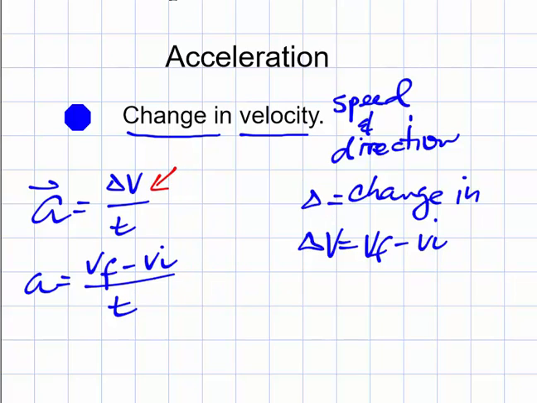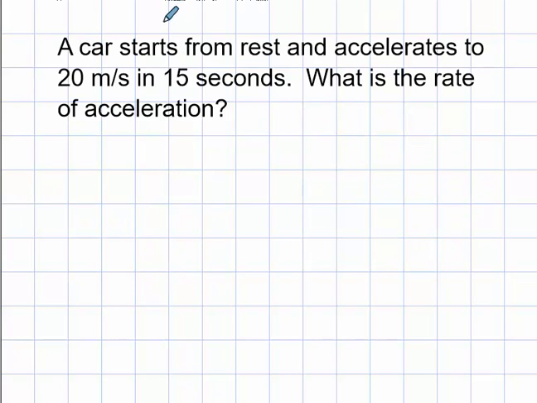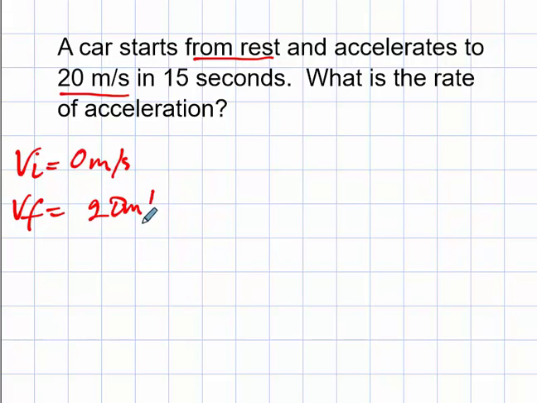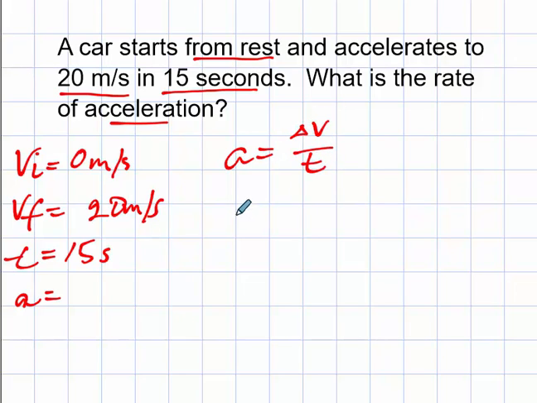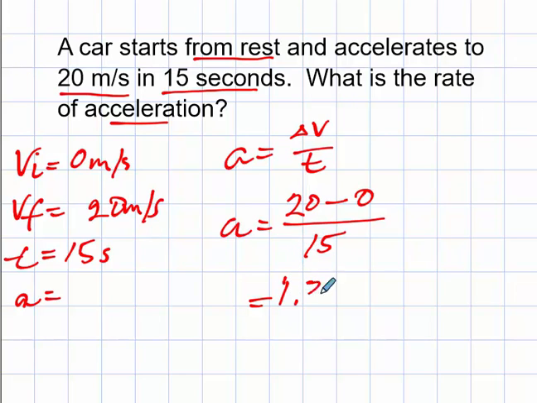So what does that look like in a sample problem? Well, let's do one. A car starts from rest, so that's going to be my initial velocity. Starts from rest, that's 0, and accelerates to 20 meters per second. So my final velocity is 20. And this happens in 15 seconds, so my time is 15 seconds. What is the rate of acceleration? So that's what I'm trying to find. So my formula is delta V over time. So my acceleration is equal to 20, which is my final, minus my initial, which is 0, over time, which is 15. So my acceleration is 1.33 meters per second squared.